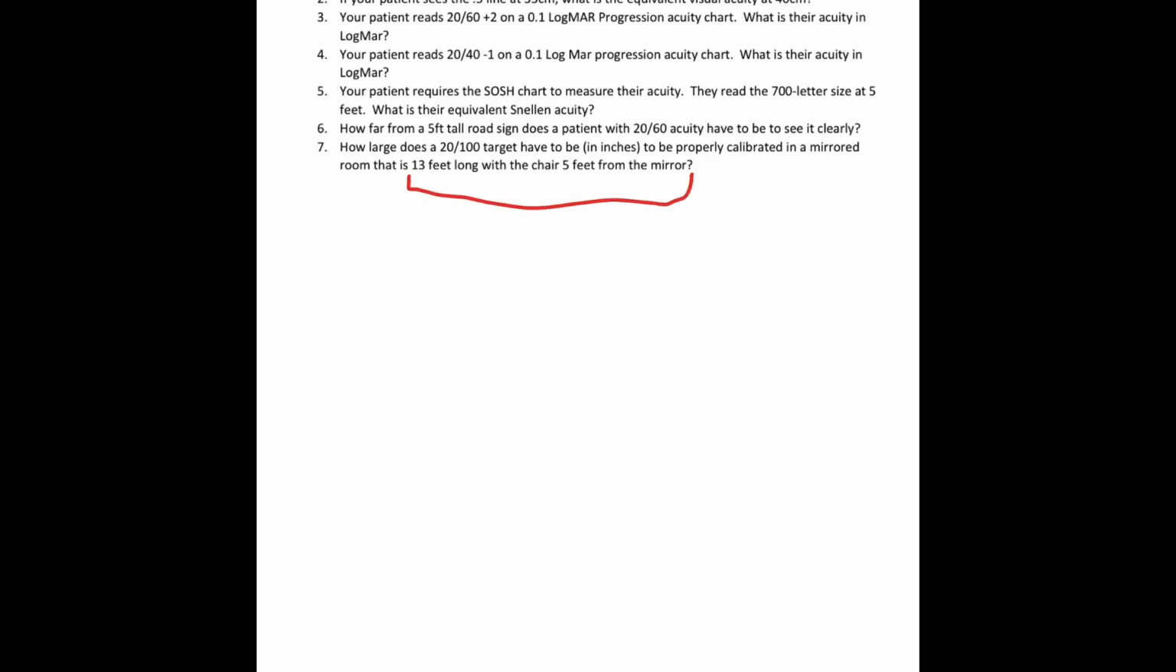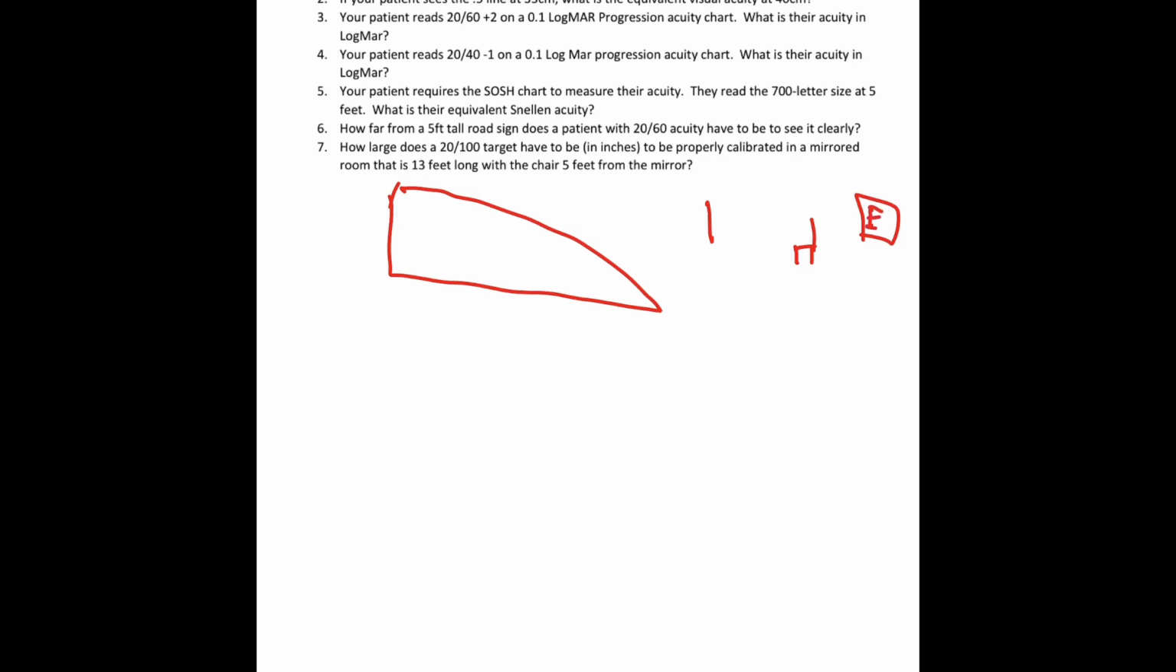Okay, so this is the part you need to understand. If we draw a triangle again, I can see why you'd be quick to call our distance 13 feet. But remember, we're 5 feet from a mirror in a 13-foot long room. So let's say here's the chair, here's the mirror, and then here's the acuity chart. From here to here is 5 feet, and from here to here is 13 feet. So the total distance is 18 feet. So we know that this is 18 feet.